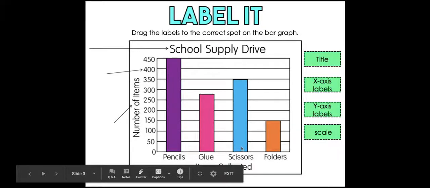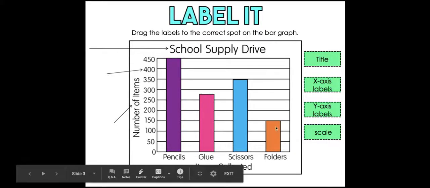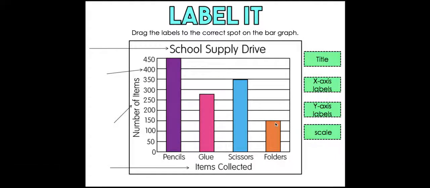Now let's talk about scissors. I'm going to go all the way up to the top. Scissors, they got 350. See how it lines up with the 350 line? That means they collected 350 scissors. Now let me do folders. Folders goes up to this line, 150. So they collected 150 folders.